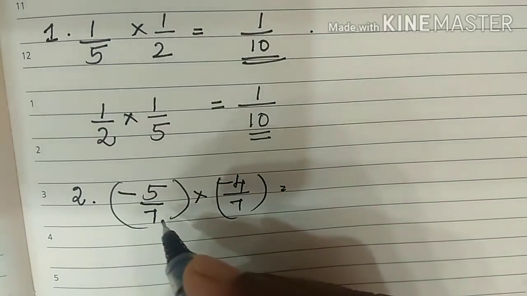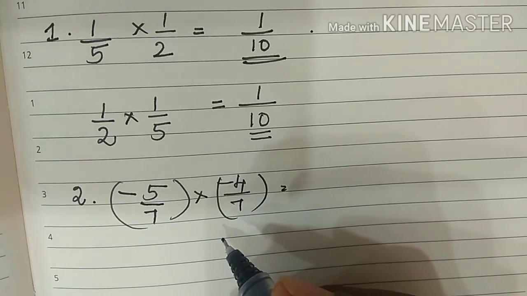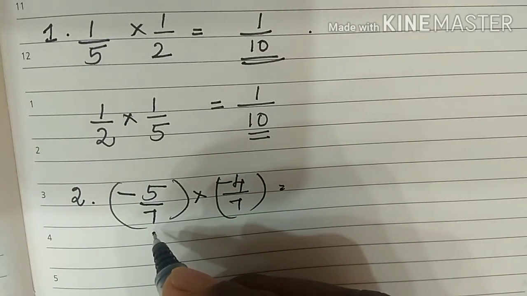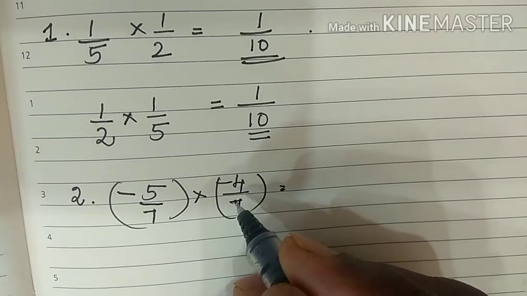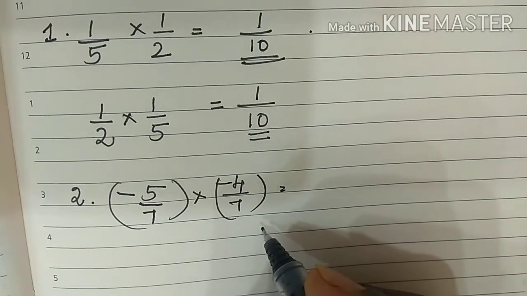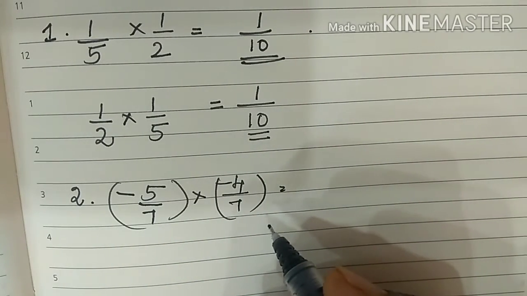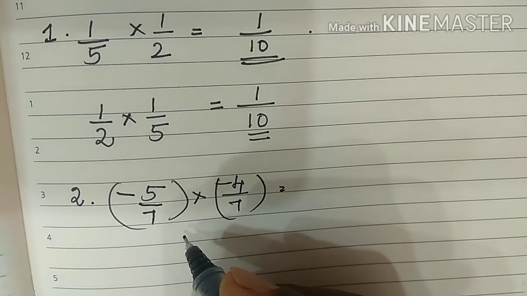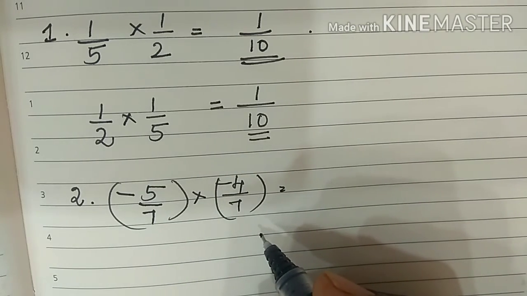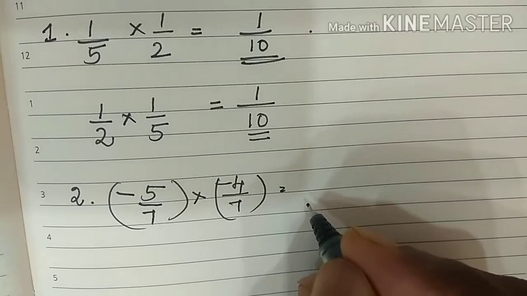Okay, here we are going to multiply two fractions. First one is minus 5 by 7 into second one is minus 4 by 7. We have to multiply these two fractions. So what to do? We'll multiply the signs first. So sign of the first fraction is minus. Sign of the second fraction is minus. So minus into minus is equal to plus.